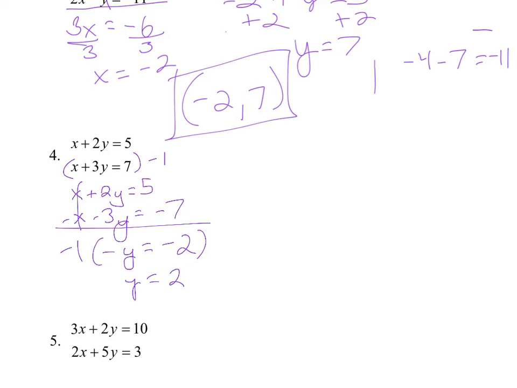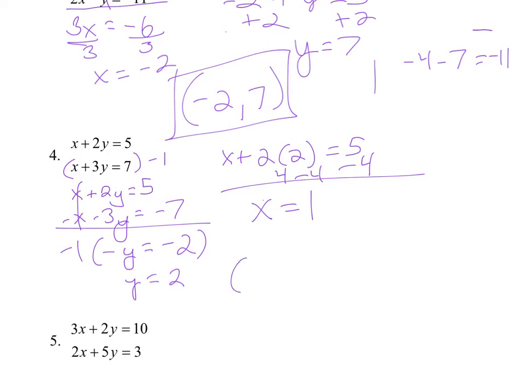I'm going to plug that into x plus 2y equals 5. Well, this is a 4, so I'm going to subtract 4 from both sides. Now I have x equals 1. Okay, sorry about that. It just automatically flipped to the next page. Okay, so my solution is the point 1, 2.